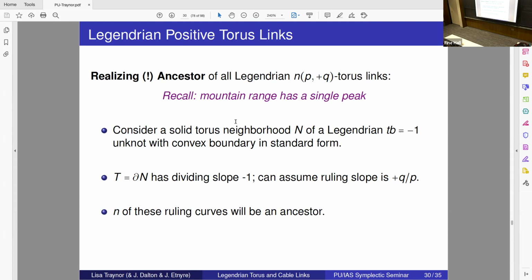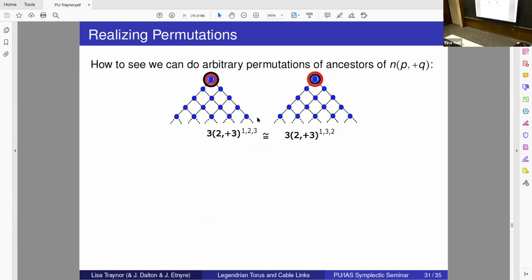So how do you pick that neighborhood? That just can exist. Yeah, there's kind of like standard. Yeah, in some sense, you can think of it that way, right? And now let's just say, okay, how do you see you can do arbitrary permutations? The big shift, right? The positive ones, you could do arbitrary permutations.